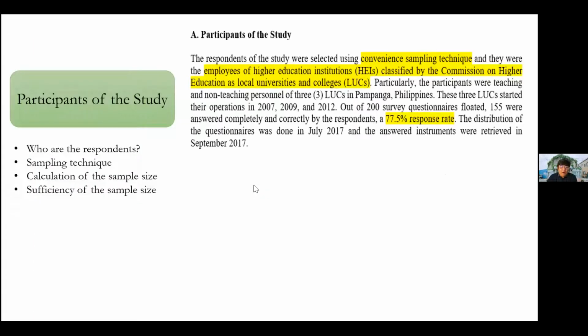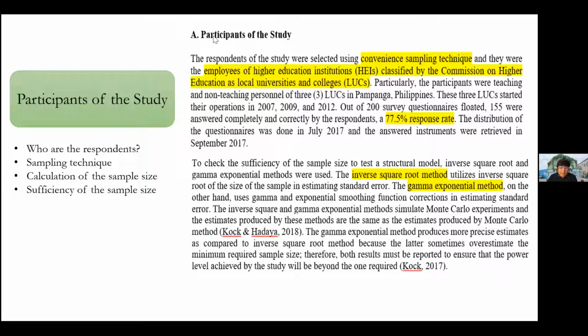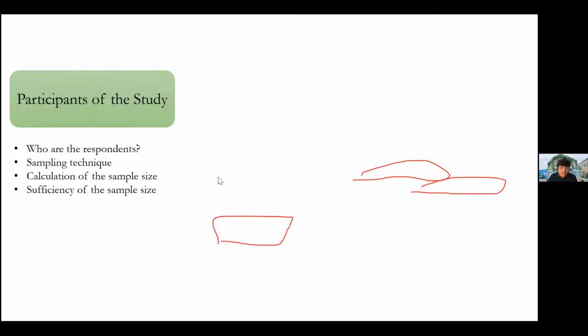Okay? There are also other techniques like the use of inverse square root method and the use of gamma exponential method, which was introduced by Kock and Hadaya. Okay, so this is a newer technique now on how we can estimate the sample size. Same with G-Power, ang inverse square root method and gamma exponential method do not rely heavily on the total population. Rather, it relies heavily on statistical power. Okay, so inverse square root method and gamma exponential method are the new techniques also on how we can calculate the sample size and the sufficiency of the sample size.